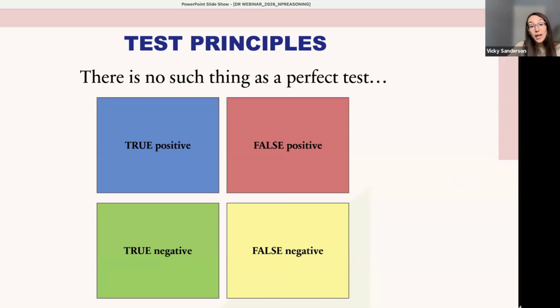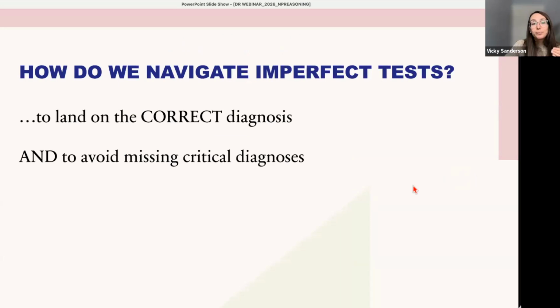So recognizing this, anytime we perform a test, a history question, a physical exam maneuver, or when we order labs or diagnostic imaging, we need to be able to detective our way through interpreting that result. So again, how do we navigate these imperfect tests to land on the correct or most likely diagnosis and to avoid missing a critical diagnosis or to avoid a delayed diagnosis?